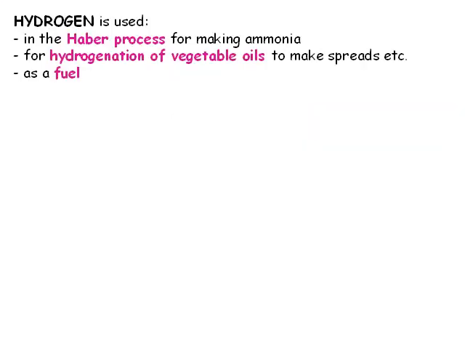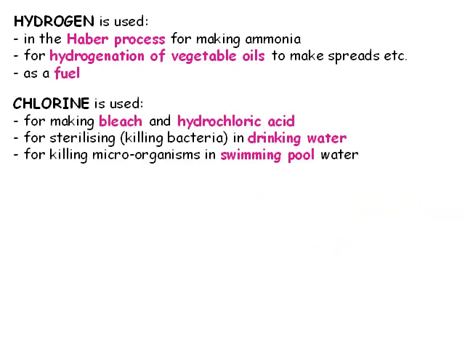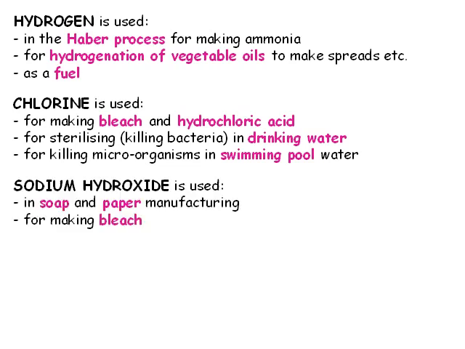Hydrogen is used as a fuel and in the hardening of vegetable oils. Chlorine is used for killing microorganisms in water and for making bleach, and sodium hydroxide is used in soap and paper manufacturing.